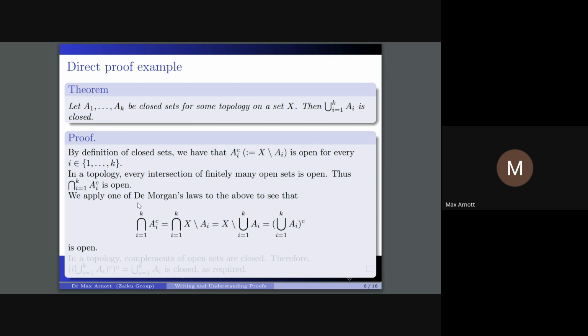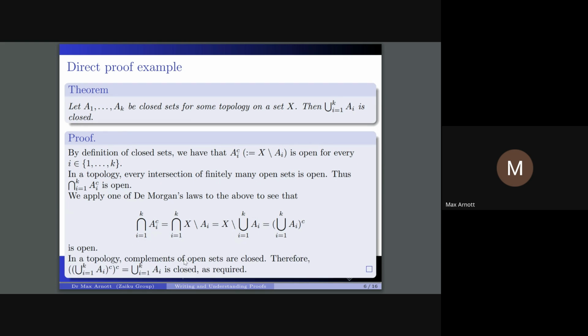And this is something which you saw in one of the earlier lectures, I think a few months ago, but it comes up time and time again. And so we're going to apply one of De Morgan's laws, and we see that the intersection of all the complemented sets is the complement of the union of all of those sets. So we get this nice little equation here by applying De Morgan's laws quite simply. The intersection of the complements is equal to the complement of the unions. And that's an open set because of the work we did earlier.